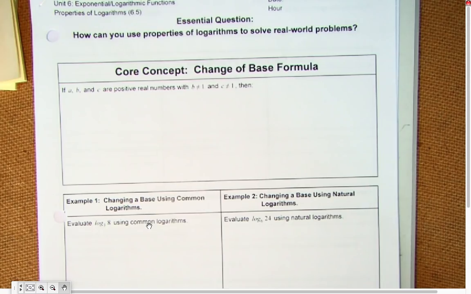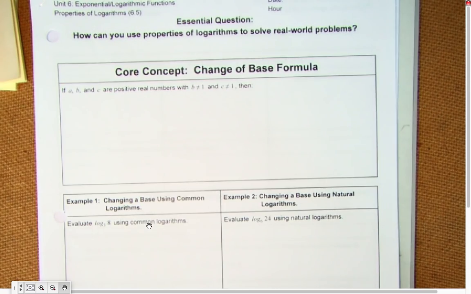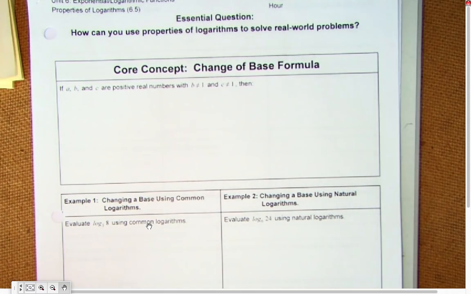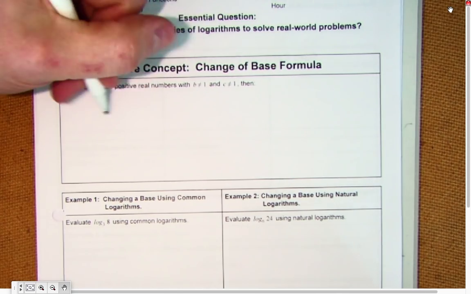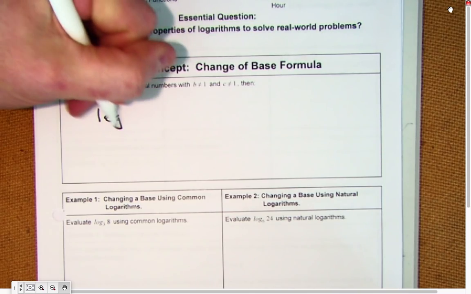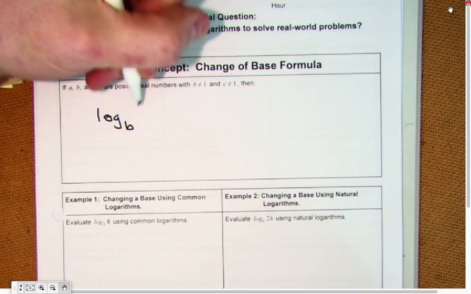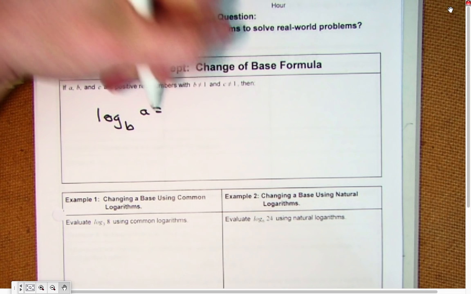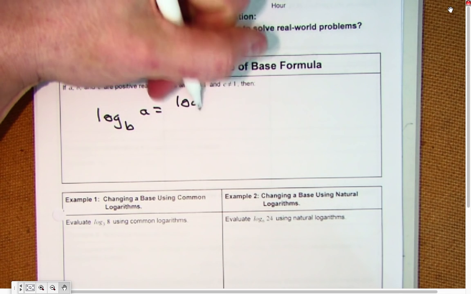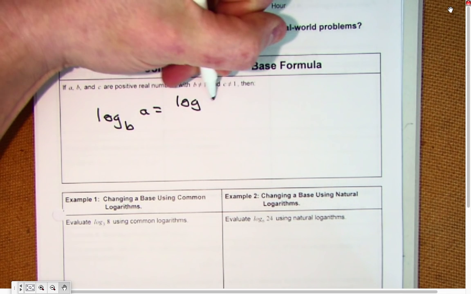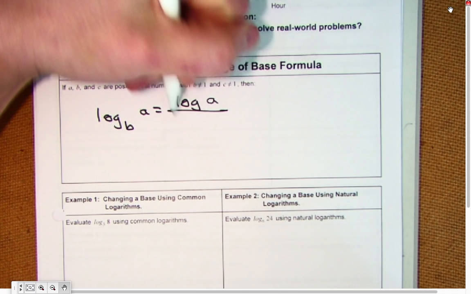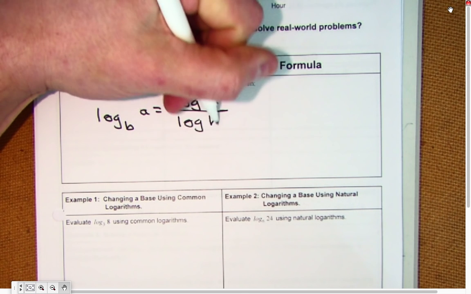So let's take a look at that. We're actually going to go through this whole thing. It's a lot of material, but it's pretty simple and straightforward, I hope. So the change of base formula says this: the logarithm base b of the number a equals the logarithm of a, whatever this number is, divided by the logarithm of b.